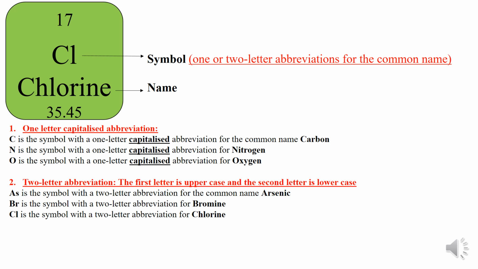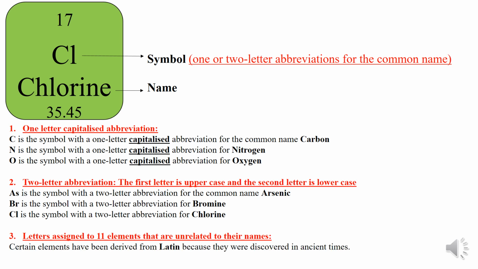Now Cl is the symbol for chlorine, a 2 letter abbreviation for the name. Now there are some elements in the periodic table whose names are unrelated to the symbol. Why is that? Because these elements have been derived from Latin, because they were discovered in ancient times.